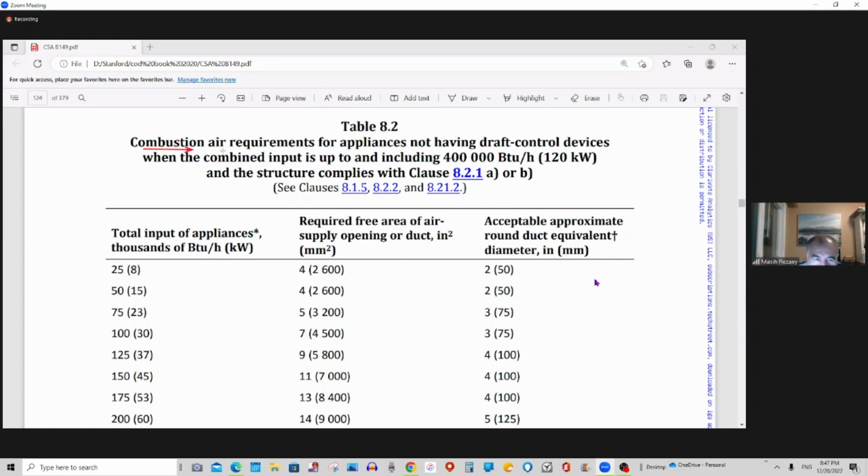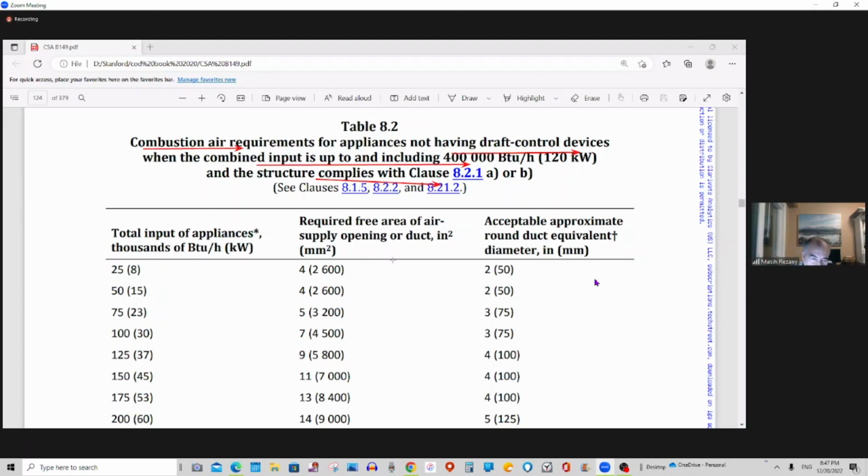Here we have combustion air, no more dilution. Why? Because here it is fan assisted, having no draft control, up to 400,000 BTU and the same tight house. So the only difference is without draft control. It is fan assisted, it's not draft control. So we see how much air for combustion we need.